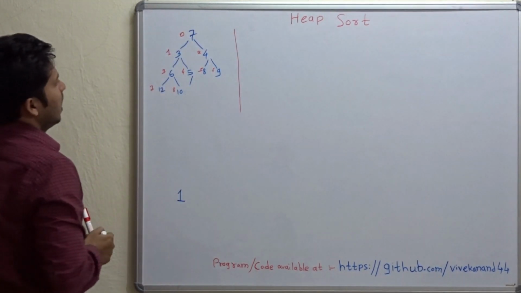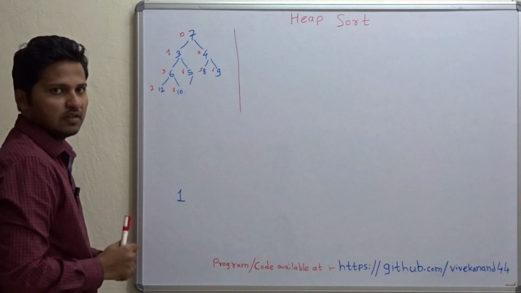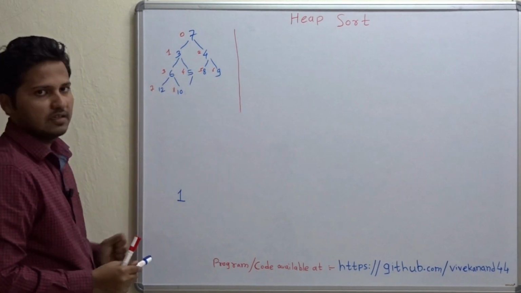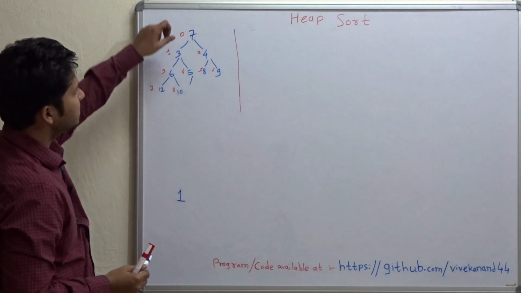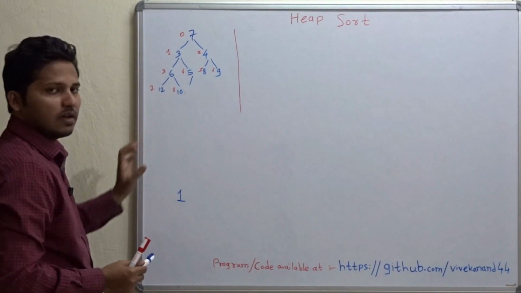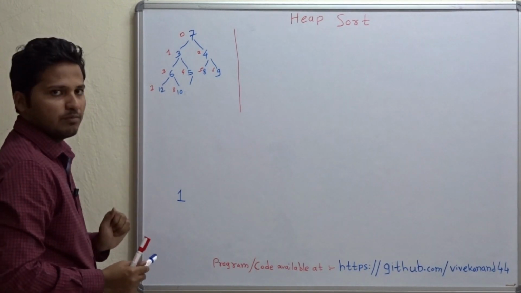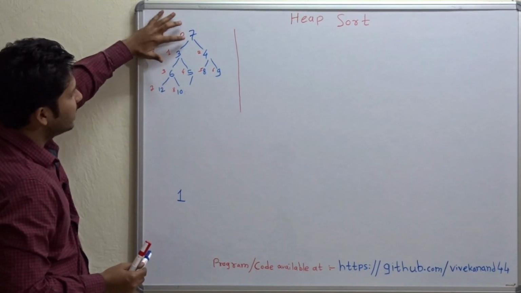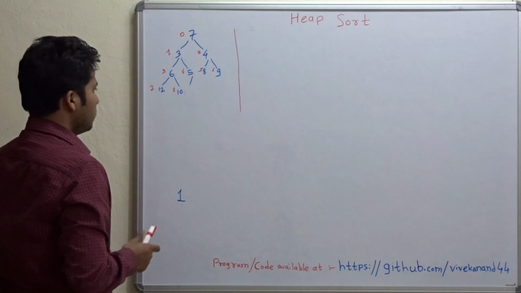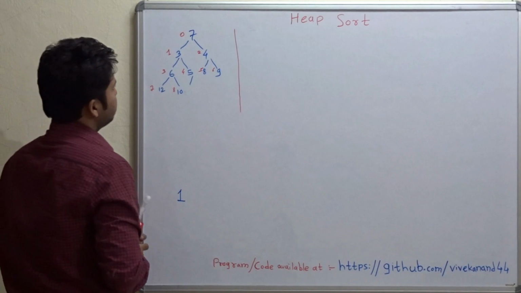Now after keeping 7 here, it is time to heapify the tree, because after we replace 1 with 7, this tree doesn't remain the heap, because now it does not satisfy the property of min heap. So now let's heapify.